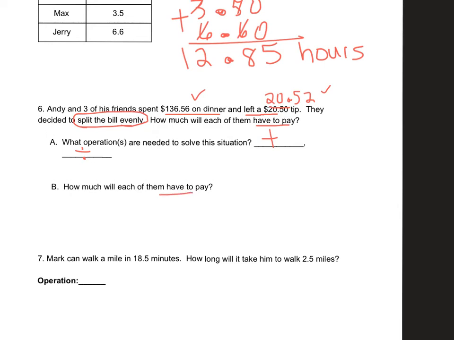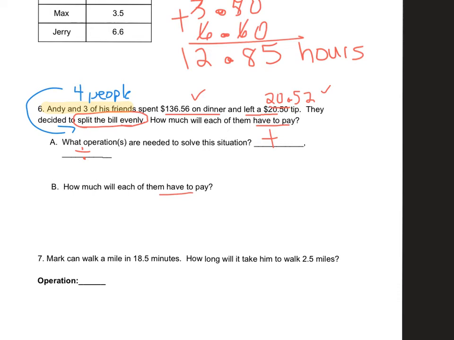So let's go back and look at how many friends are a part of this party. So here it says that Andy and 3 of his friends. So I have a total of 4 people. That's important. There's 4 people then that are going to have to split the bill evenly.